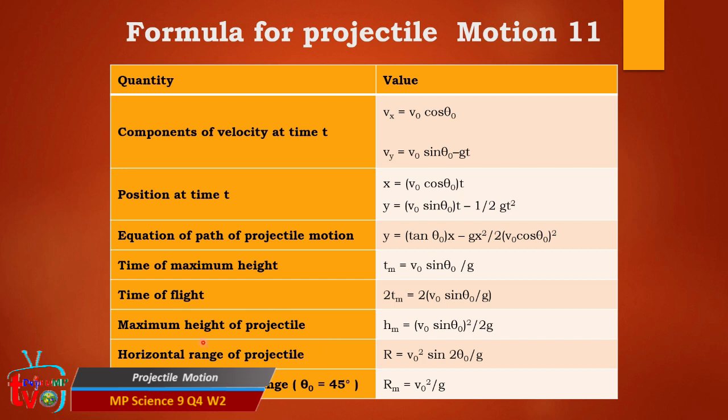For the horizontal range of the projectile, r is equal to initial velocity raised to the second power sine twice theta over g. And finally, for the maximum horizontal range, which is when theta is equal to 45 degrees, r is equal to initial velocity squared over g. These will be your tools in solving projectile motion case 2 problems. Are you ready?